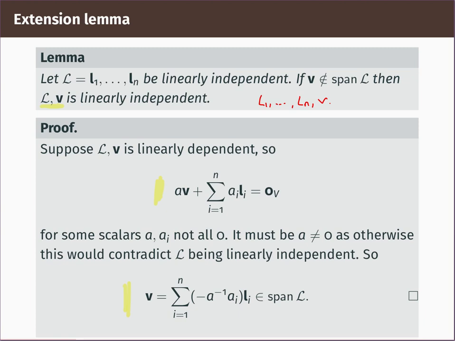So in short, what this lets you do is to take any linearly independent sequence, and then if you've got a vector which is not in the span of that linearly independent sequence, you can add it onto the end of that sequence and you get another larger linearly independent sequence. And that's the key to our result about extending linearly independent sequences to bases.